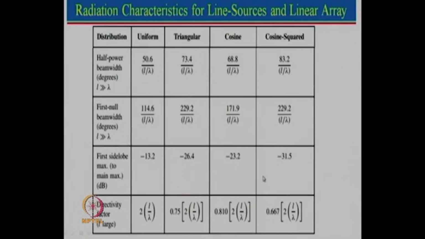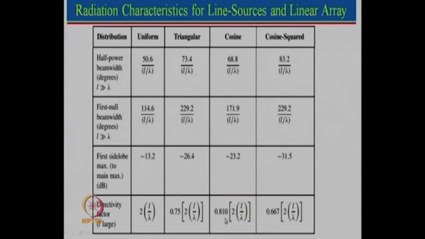So, now looking at these numbers, we can see that if we use this non-uniform distribution, then we can reduce the side lobe level, but one can also see the half power beam width increase, which results in the decrease in the directivity. So, this is the directivity factor for large L. So, this is 2L by lambda, which we had seen for uniform. So, now that is reduced by a factor of 0.75 for triangle, and by a factor of 0.81 for cosine. So, you can see that the directivity has reduced.